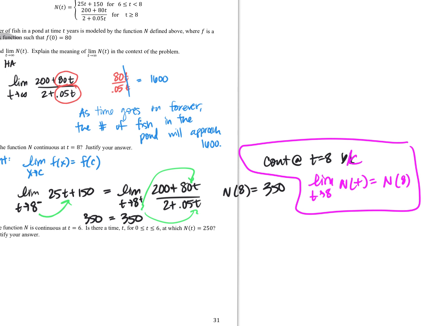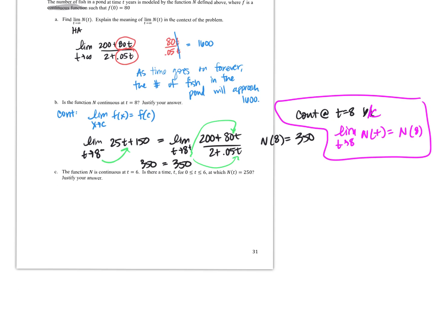This is some funky new writing, you guys. This is hard. This is new notation, new justifications. I'm saying it's continuous at that point because the limit equals the value of the function. You guys are killing it.